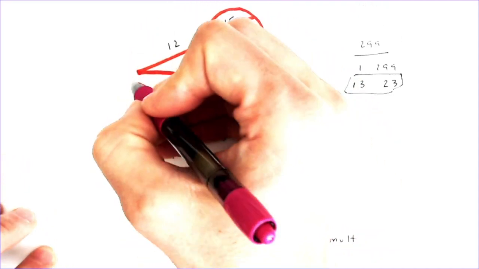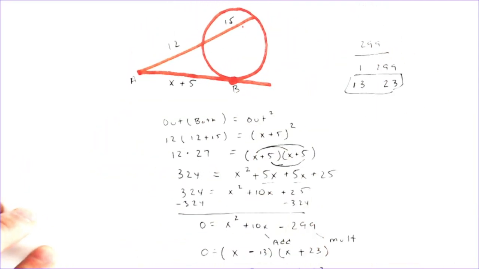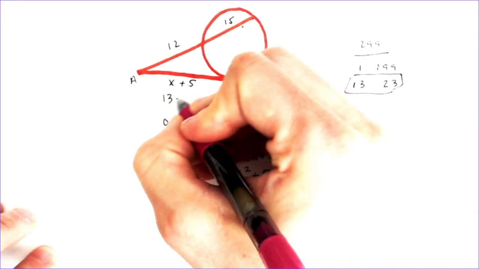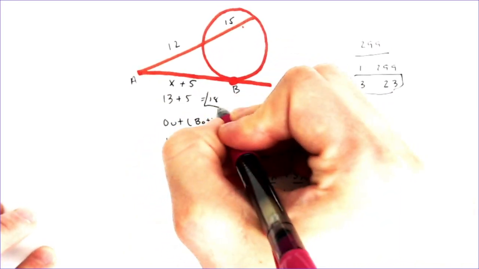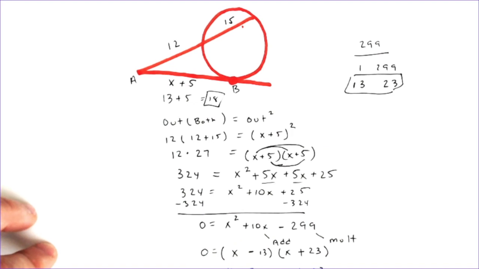And if we wanted to find out this distance from, let's say, A to B, you could plug in 13 and get 18 if they were asking us to do that. They weren't.